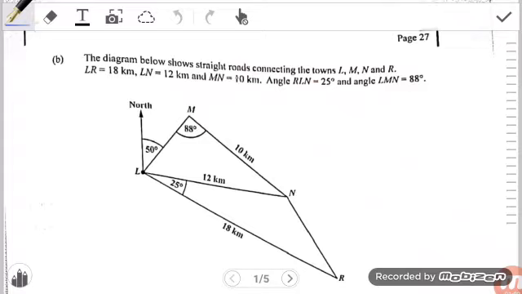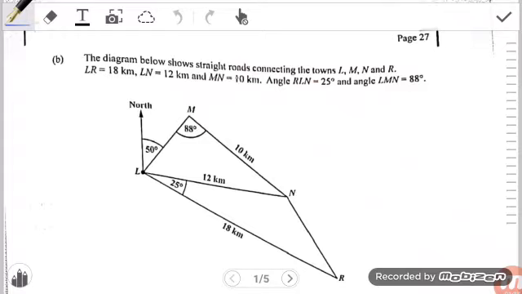Now, the prerequisite for being very competent at the bearings topic in the CXC syllabus is that you have to have knowledge of the Pythagoras theorem. You also have to have knowledge of using the trig ratios, and most importantly for this video, you have to have a very good knowledge of what the sine rule and the cosine rule are. So let's get right into it.